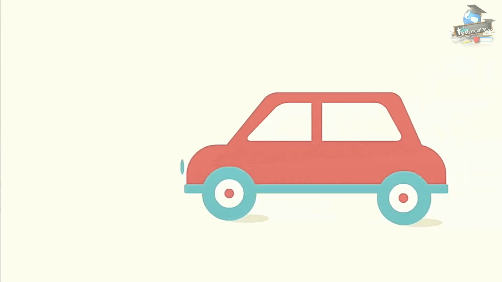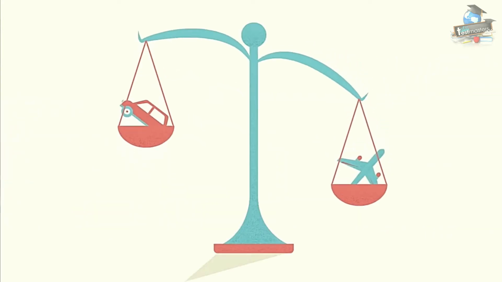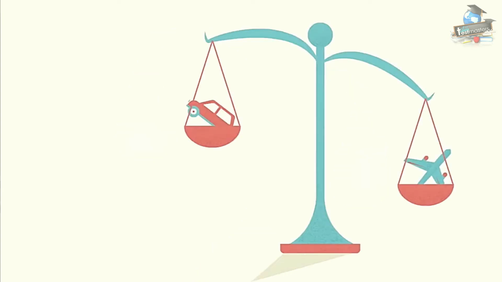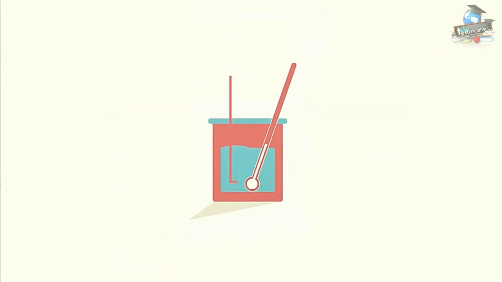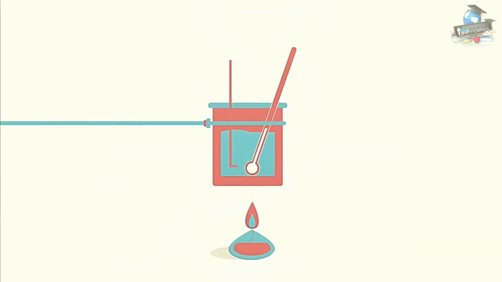So if you're flying a plane, you need a fuel which releases more energy than say if you were driving a car. This is because the plane is heavier than the car, so more energy is needed to make it move. In the classroom, if you do this experiment, you would do it on a much smaller scale, using a spirit burner. This is what you would need to do.